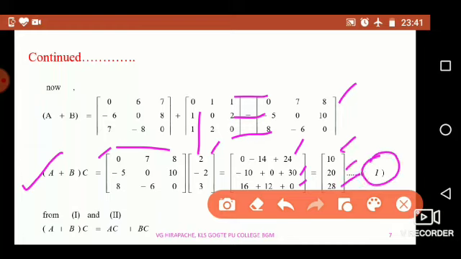Let me denote this as equation number 1. In the earlier slide we denoted equation number 2. From equation number 1 and 2, this is always true that A plus B into C is equal to AC plus BC. This is called the distributive law, multiplication over addition, which is an important example for 5 marks.